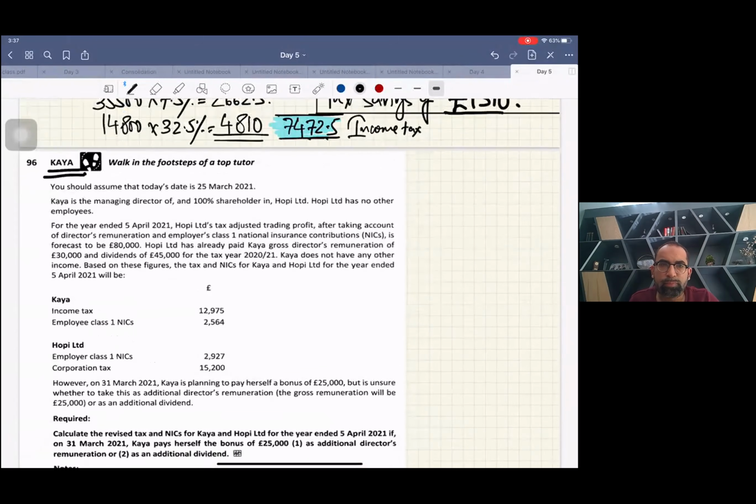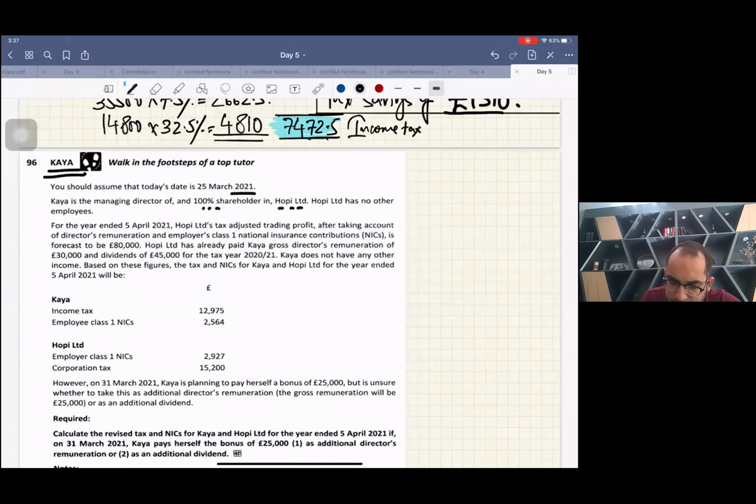You should assume that today's date is 25th March 2021. Kaya is managing director and 100% shareholder of Hoppy Limited. Hoppy Limited has no other employees. She's the only employee.